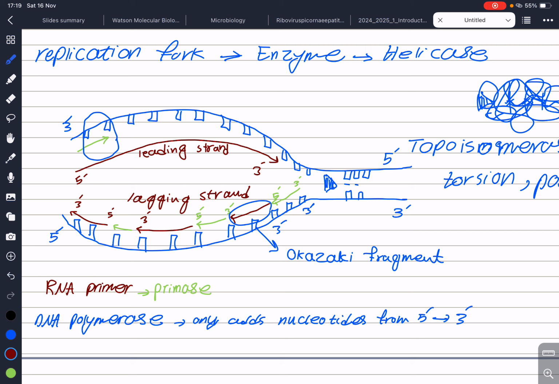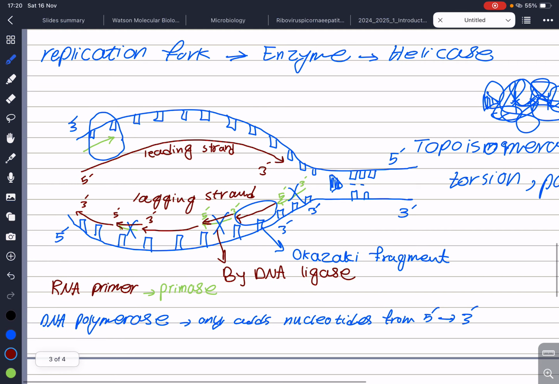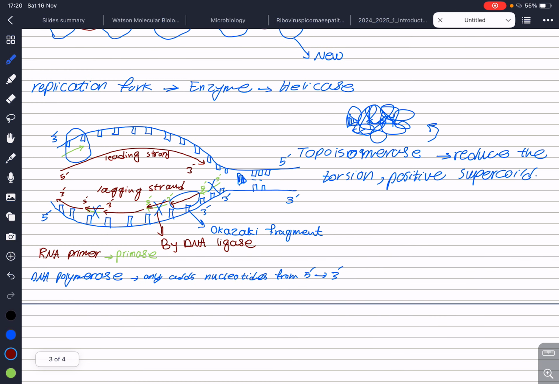In the end, the RNA primers will be removed, and these discontinuous strands that were made by the DNA polymerase will be attached to each other by an enzyme that we call DNA ligase. So this is the initiation part of the DNA replication.